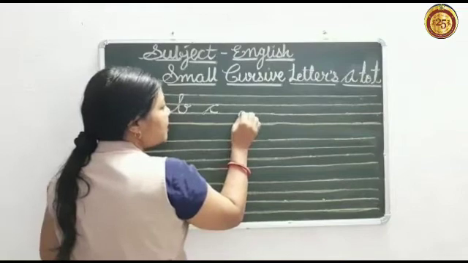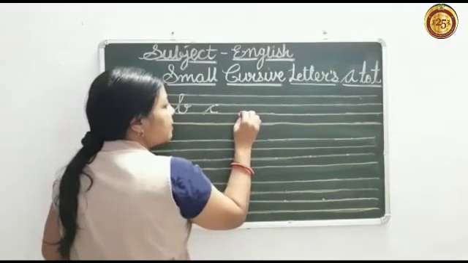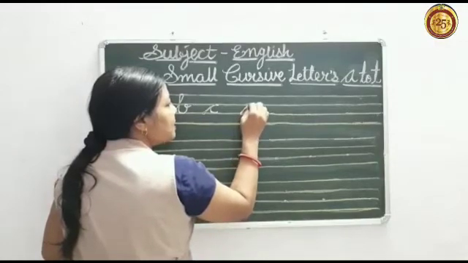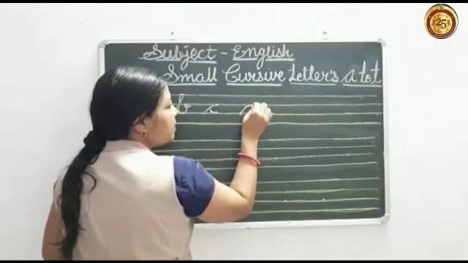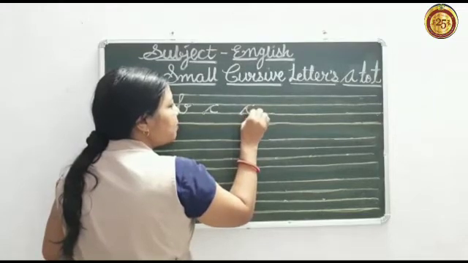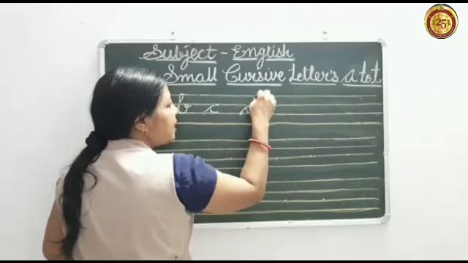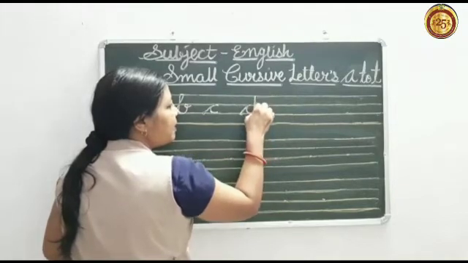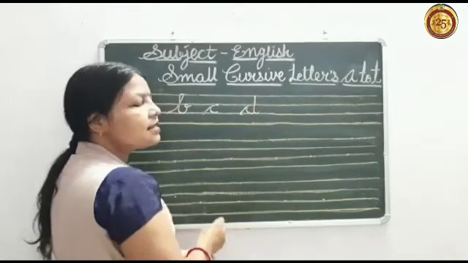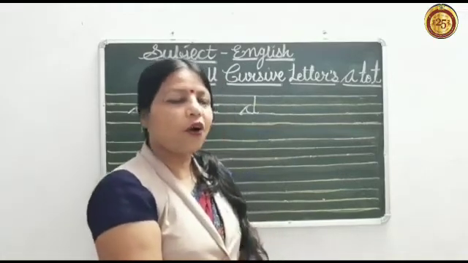We will write here small cursive letter D. Put your pencil here on second blue line. Take it upward like this. Touch the first blue line. Bring it back. Touch the second blue line. Make a curve. Take it upward. Touch the red line. Come down with same line and turn it like this. This is small cursive letter D. D for dog, D for doll.